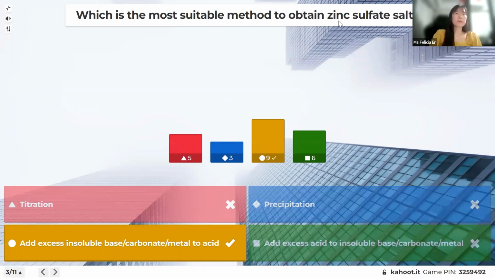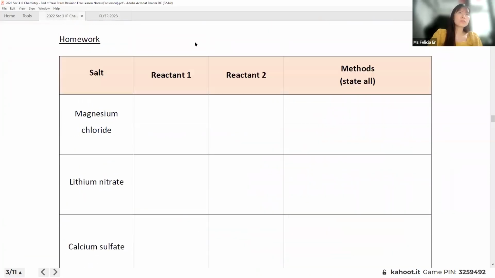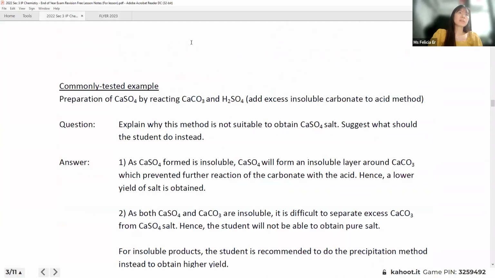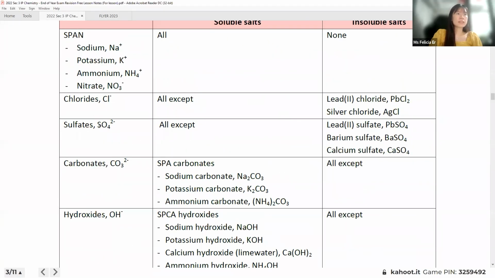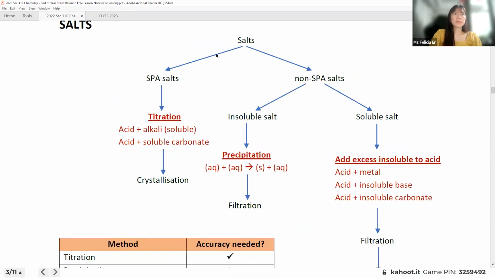Okay, for this question here, how to get the answer? This is zinc sulfate, right? Looking at the notes over here, for zinc sulfate, you check sulfates. If it's zinc, it will be under here, so it will be soluble. If it's soluble, it will be either SPA or this one. For zinc sulfate, it is not SPA soluble.